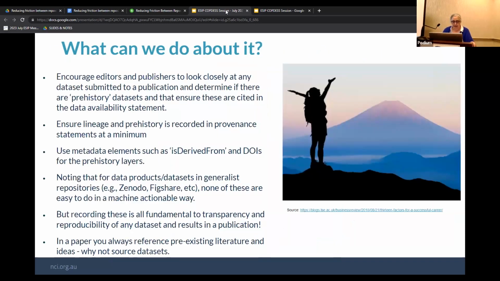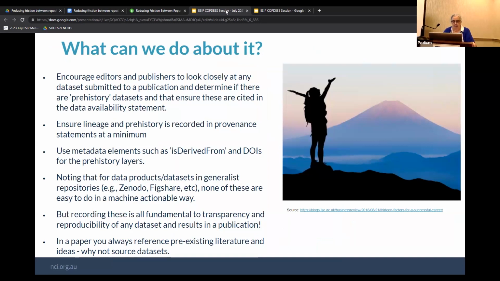So what can we do about it? We need to encourage editors and publishers to look closely at any data set submitted to a publication and determine if there are prior data sets, and ensure these are cited in the data availability statement.